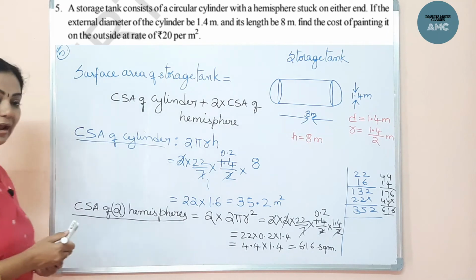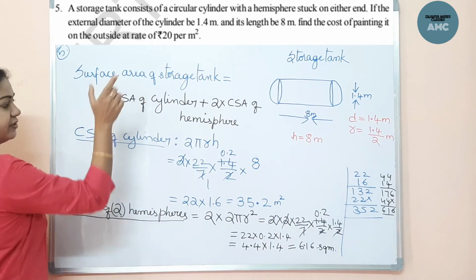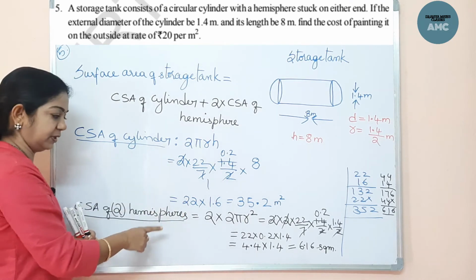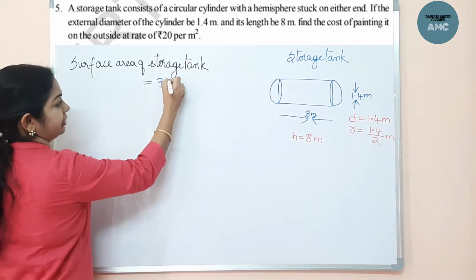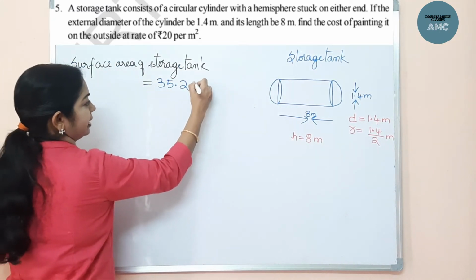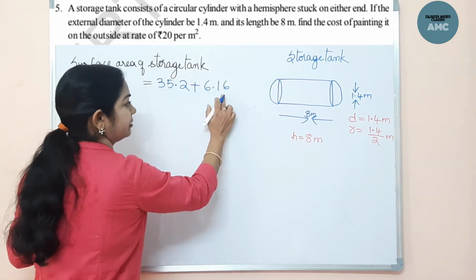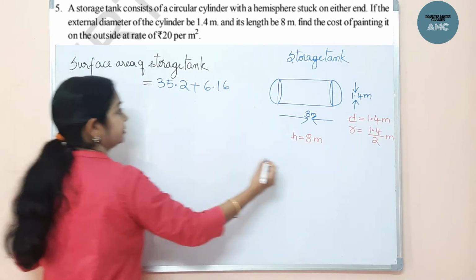So we have to add both of them so that we will be getting the surface area of the storage tank. Now here we will continue it. Quickly pause and note it down. Now we will add them: 35.2 plus 6.16. These both we got for the cylinder and the 2 hemispheres, the CSAs. Now we will add them here.